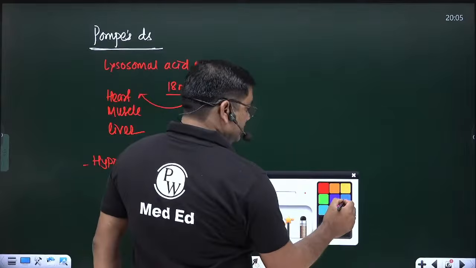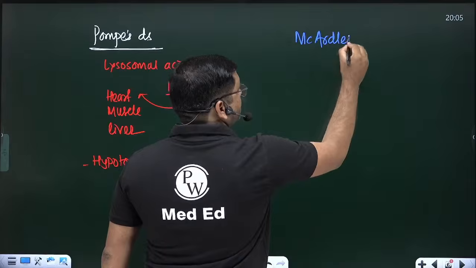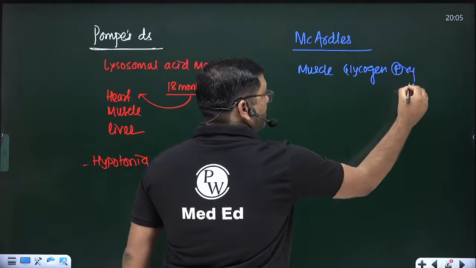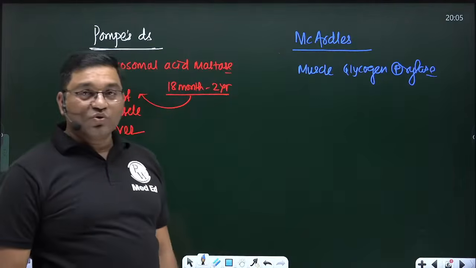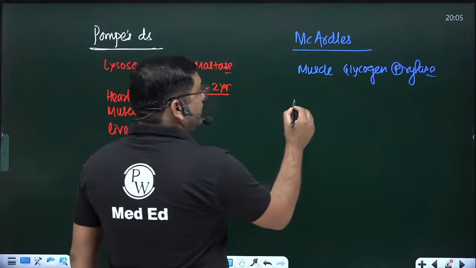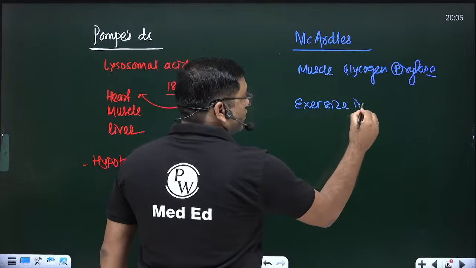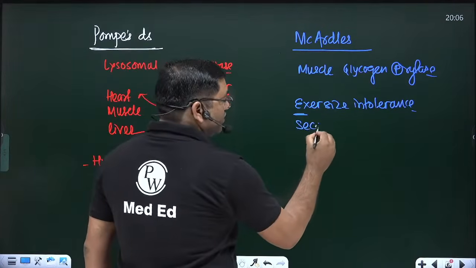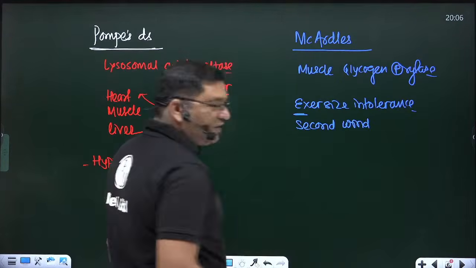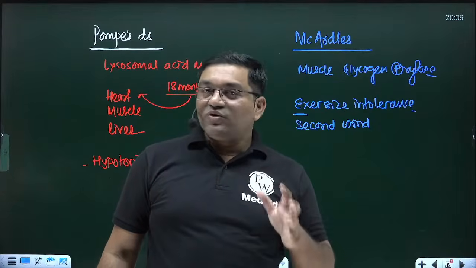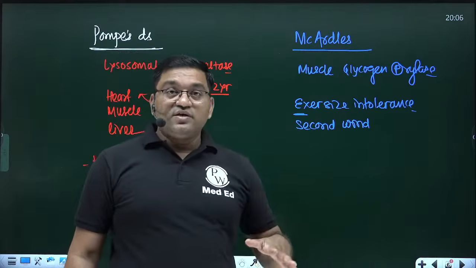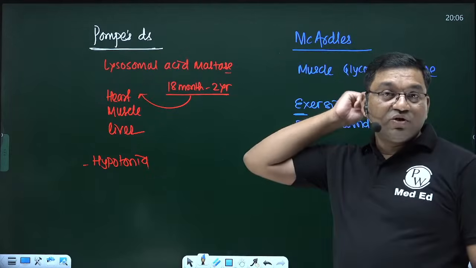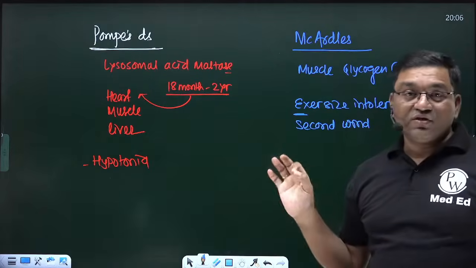Now McArdle's disease is because of muscle glycogen phosphorylase defect. Glycogen phosphorylase causes the conversion of glycogen into glucose. So there is accumulation of glycogen in the muscle, and the predominant feature is exercise intolerance. Apart from exercise intolerance, there is the second wind phenomenon, in which if you pause or rest for some time, you can resume your activity with little discomfort. And if you continue your exercise, burgundy color urine may be passed because of rhabdomyolysis. This is McArdle disease, in which muscle glycogen phosphorylase is defective.